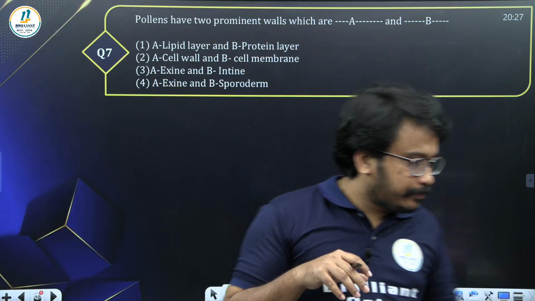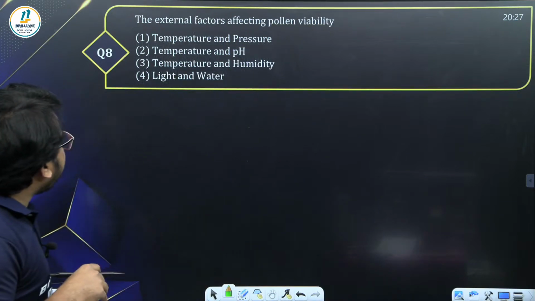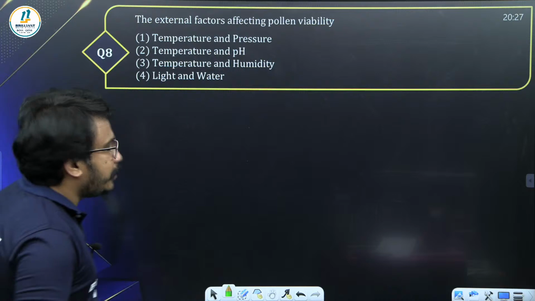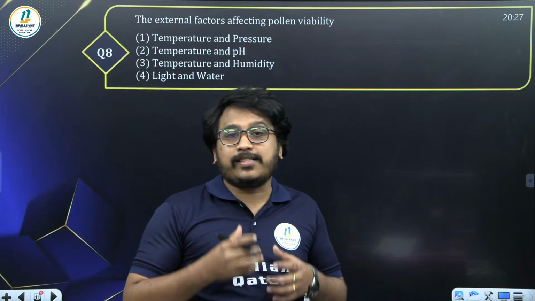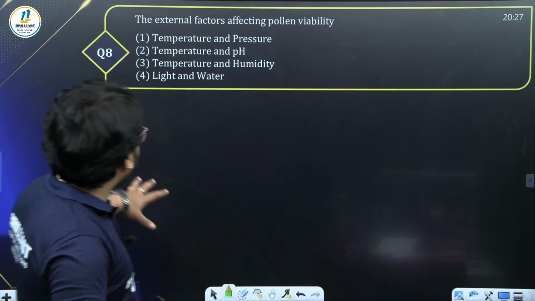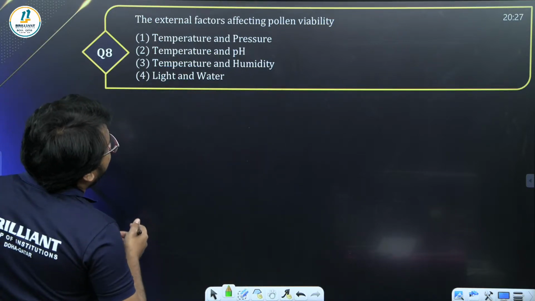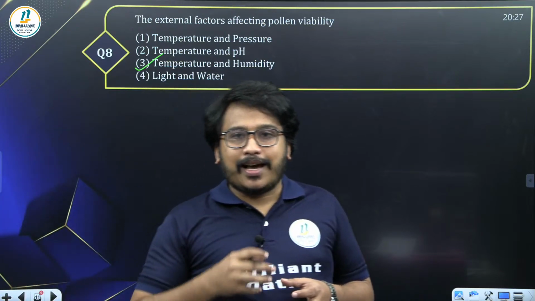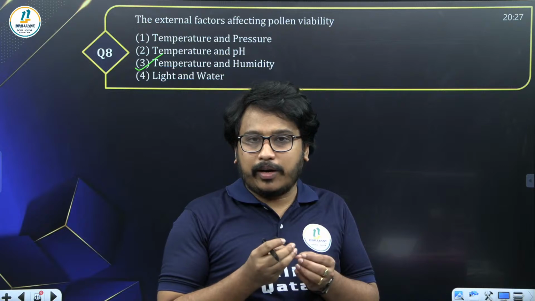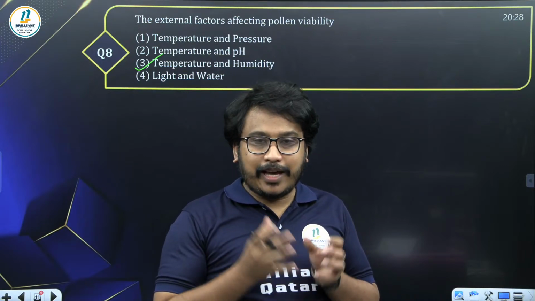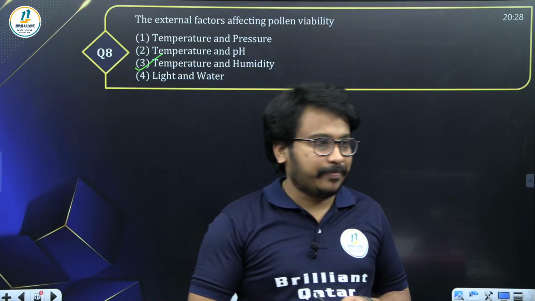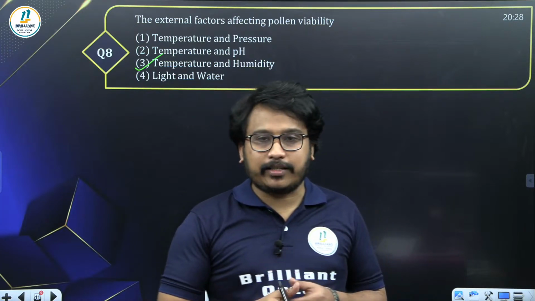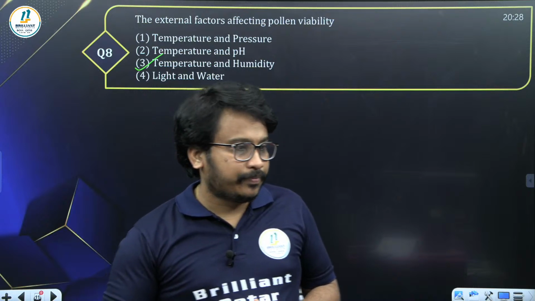Now next one. External factors affecting pollen viability. The time period up to which the pollens retain the capacity of germination is called pollen viability. So mainly it is affected by temperature and humidity. When there is an increase in temperature and so much water is lost, the pollen will not be able to germinate. If they are getting an optimum temperature with a good water content, only then will they start germinating. So temperature and humidity are factors that keep them viable.